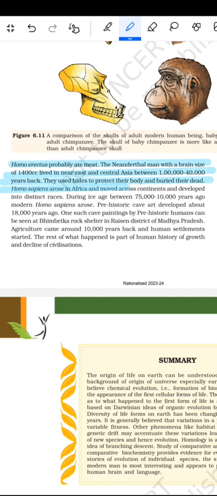Homo sapiens arose in Africa and moved across the continents and developed into distinct races. During the Ice Age between 75,000 to 10,000 years ago, modern Homo sapiens arose. Prehistoric cave art developed about 18,000 years ago. One such cave painting by prehistoric humans can be seen at the Bhimbetka rock shelter in the Raisen district of Madhya Pradesh. Agriculture came around 10,000 years back and human settlement started. The rest of what happened is part of the human history of the growth and the decline of the civilization.